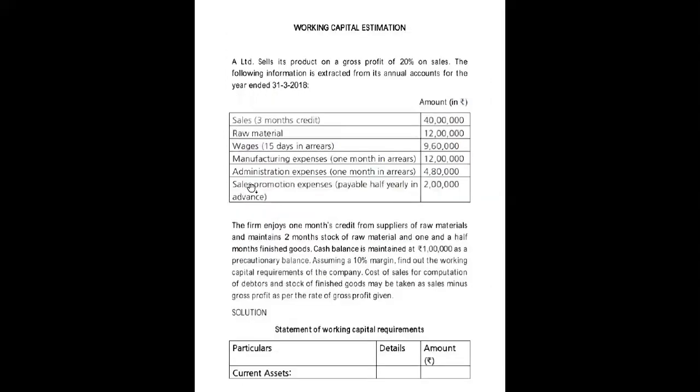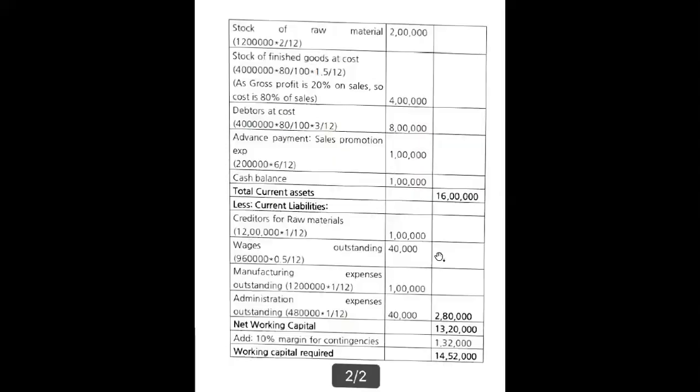The next and the last current asset is cash balance. In the question it was given cash balance is maintained at rupees 1 lakh. So we have over here cash balance rupees 1 lakh. We can calculate total current assets by adding them all up, and we have arrived at the total current assets to be rupees 16 lakhs. Now next is current liabilities. We'll subtract these current liabilities from the current assets in order to calculate net working capital.